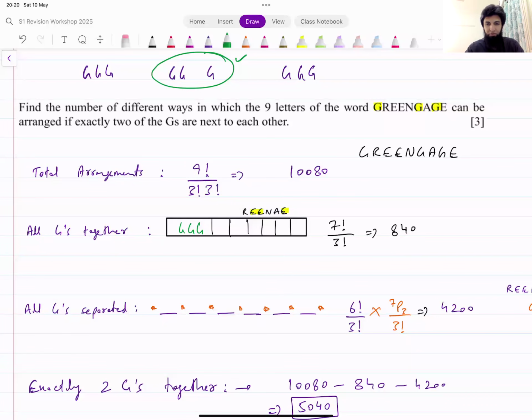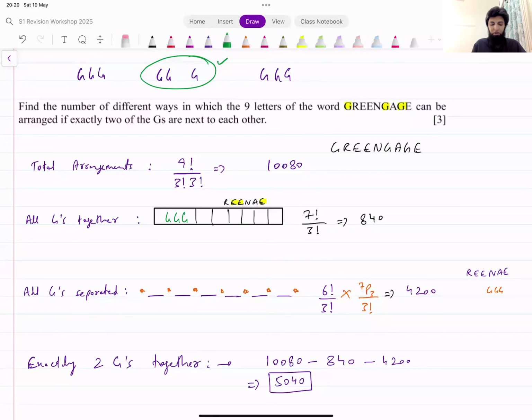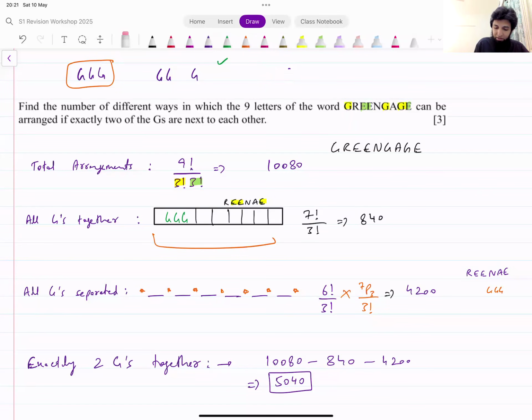So one possible way of doing this, which is slightly longer, I will discuss a quicker way after this. But one way to think about this is that you find the total number of arrangements. That's 9 factorial over 3 factorial and 3 factorial, because we've got 3 G's there and we've got 3 E's. This is what we get, the total arrangements. Subtract from the total arrangements when all G's are together. Subtract this case. We have done that before. And subtract this case when the 3 G's are all separated.